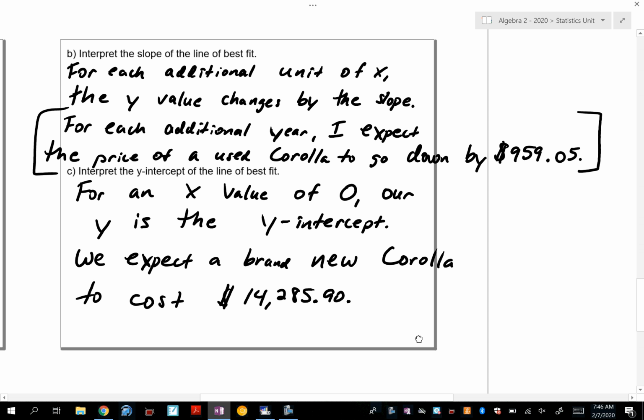Based on the model. Okay, how's everyone doing? Everyone okay? Okay, let's keep going.